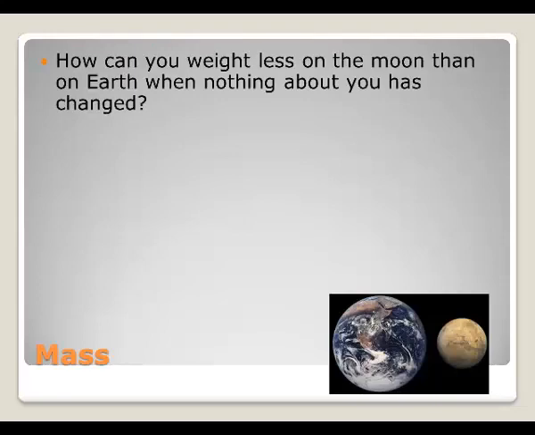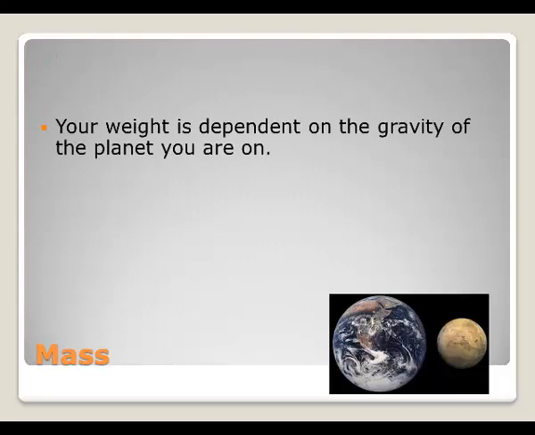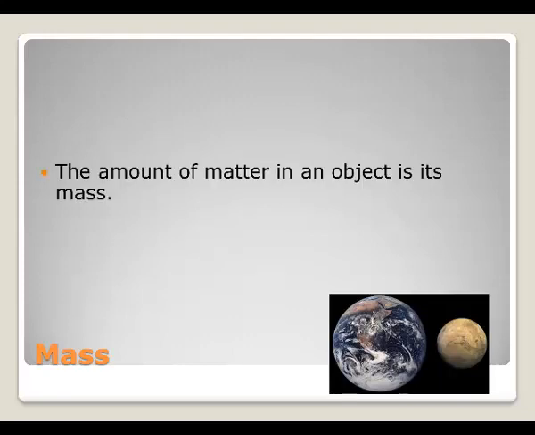Mass. So how can you weigh less on the moon than on Earth if nothing about you has changed? You didn't add more or less matter to you. You're still the same amount of matter. The same amount of atoms make you up. So how can you weigh less on one body versus on another? It's because your weight is dependent on the gravity of the planet that you're on. And the amount of matter in an object is its mass.